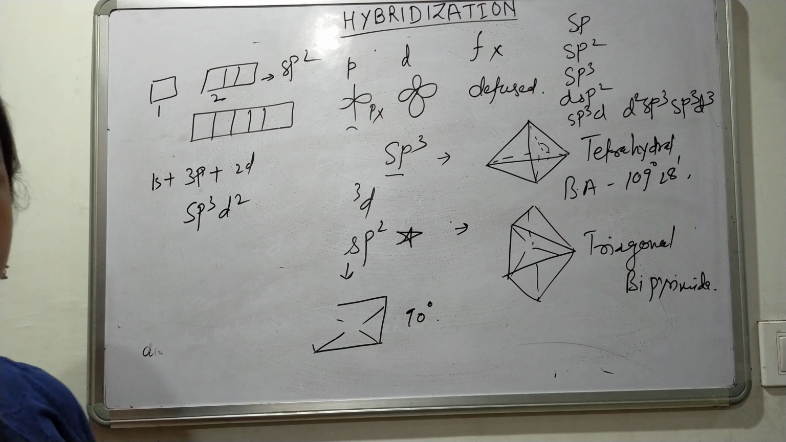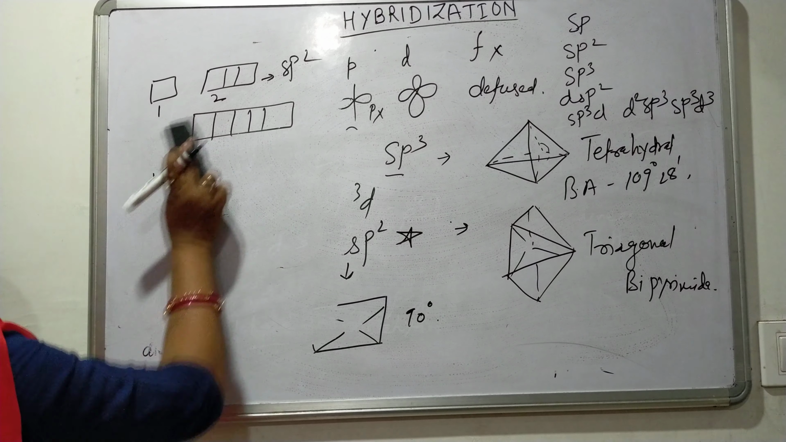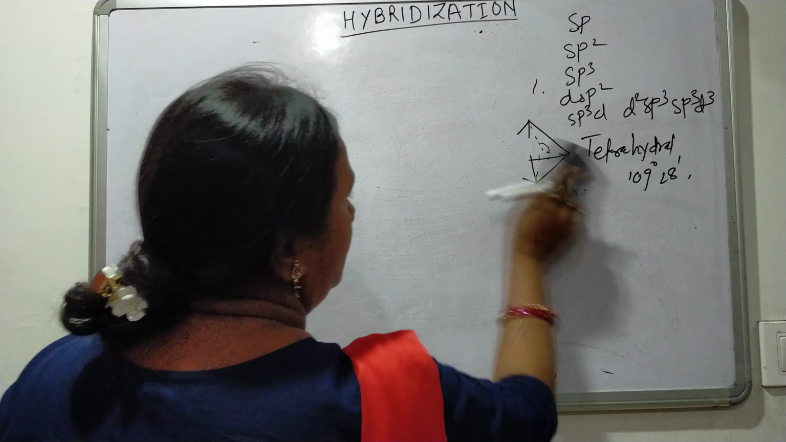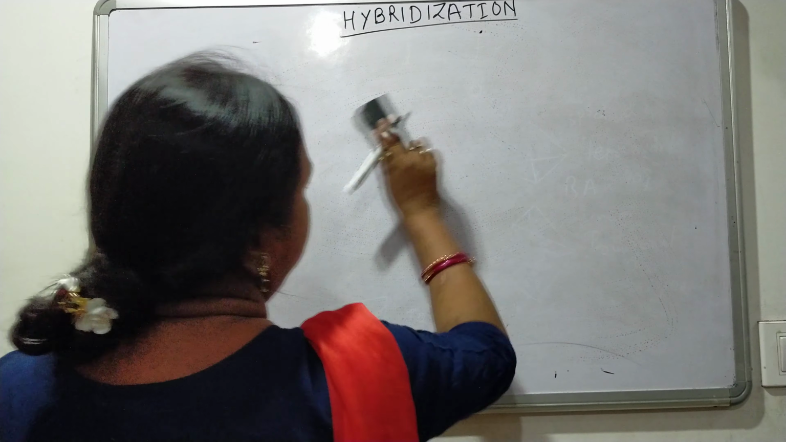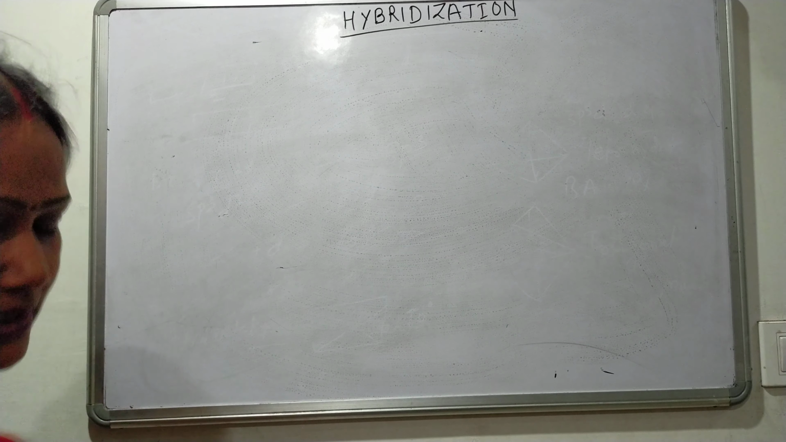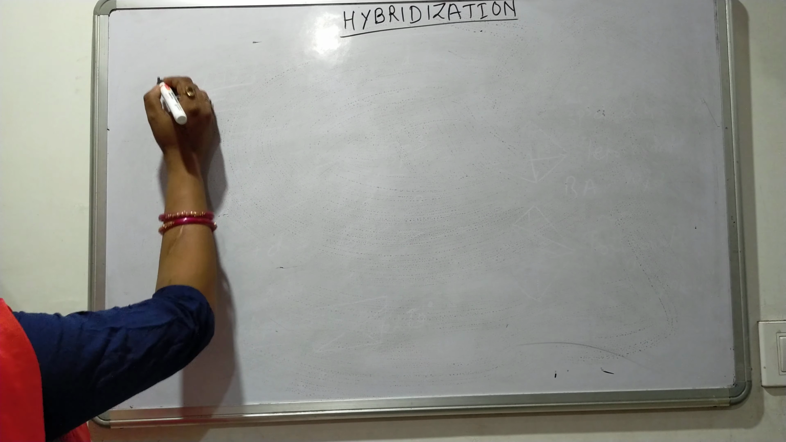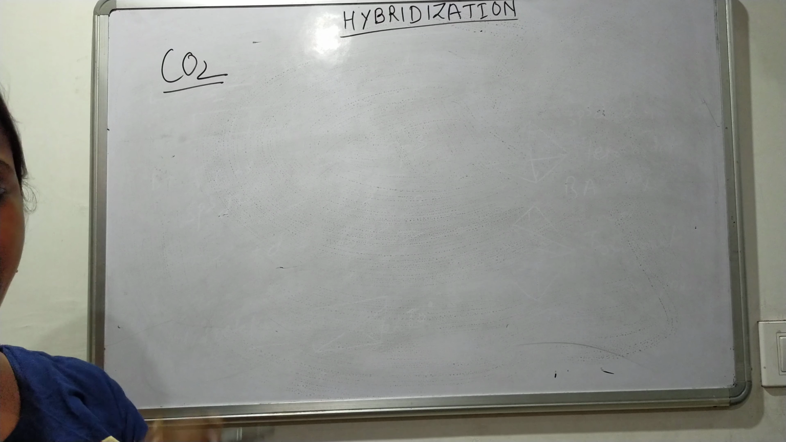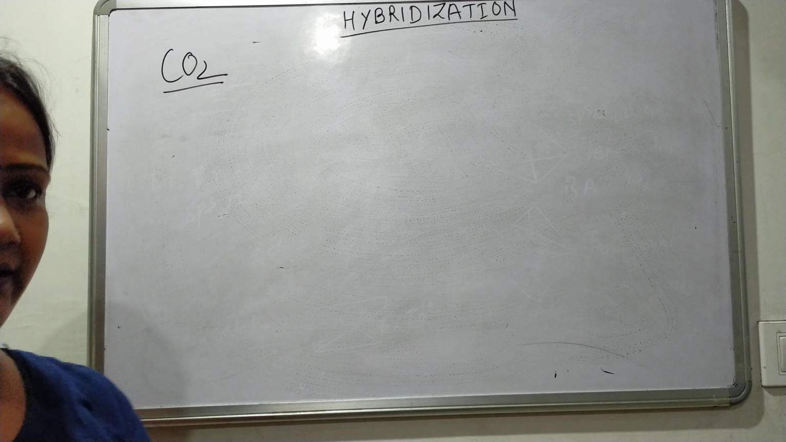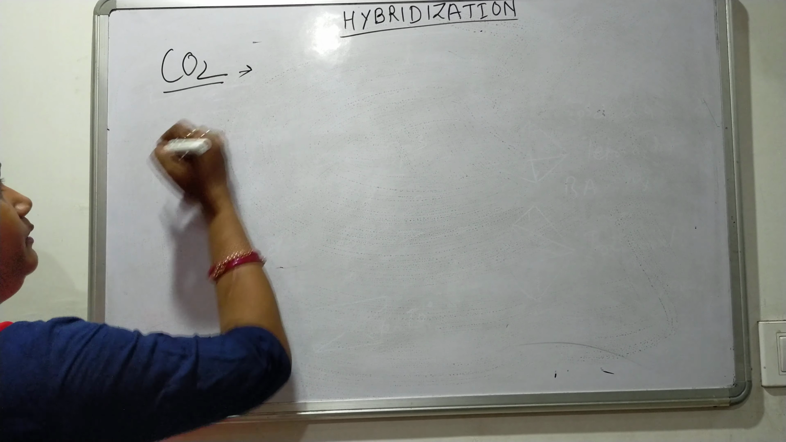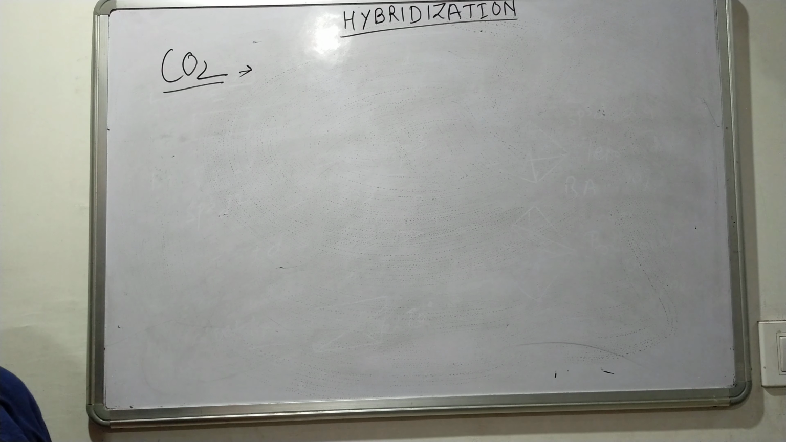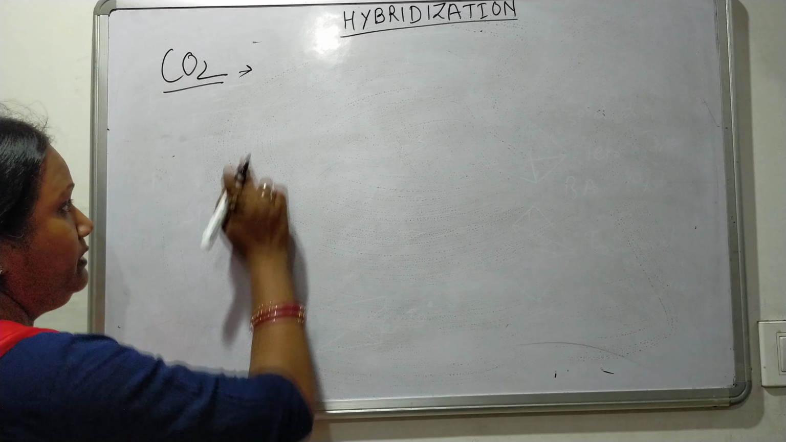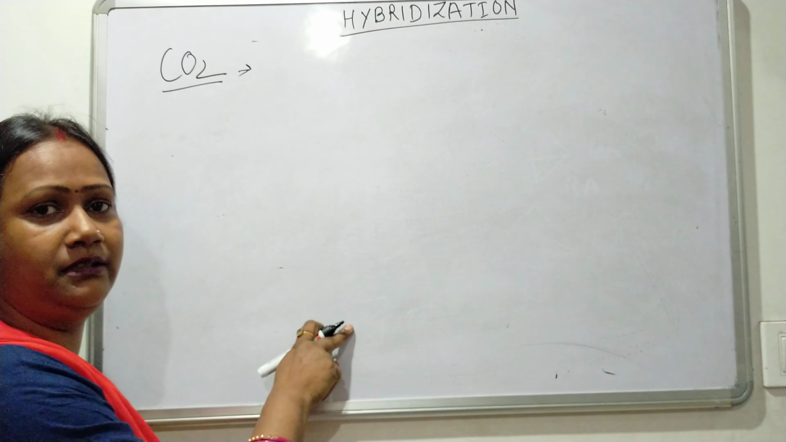I am going to explain some rules that are important to find out the structure of a molecule. Just remember CO2, for example, a simple molecule. What is the name of this compound? This is carbon dioxide. Then we will find out the structure and hybridization of this molecule. There are some rules which will be written here, and you have to remember them.